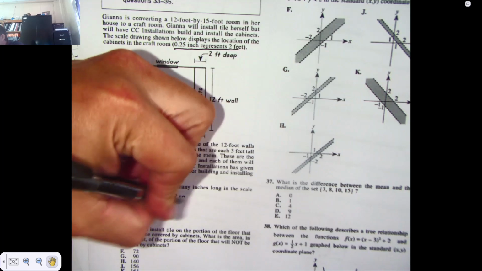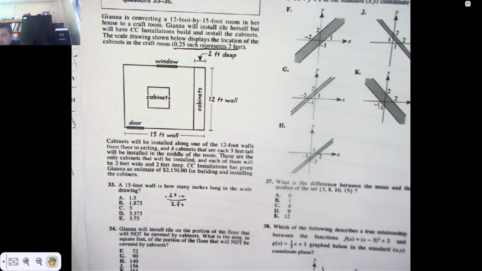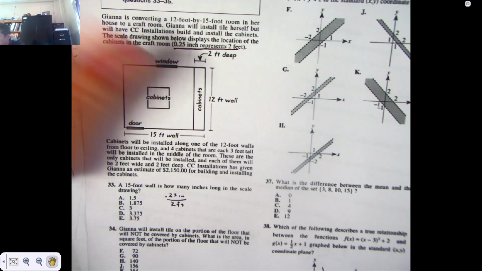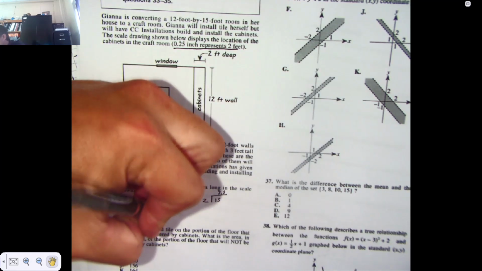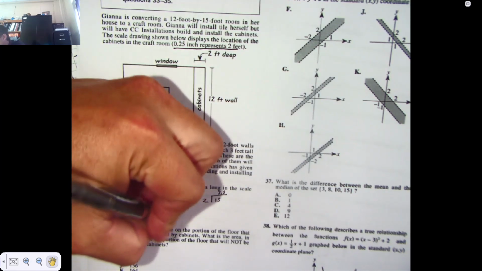All right, what do we got here? A 15-foot wall is how many inches long in the scale drawing? So they said that it was 0.25 inch per 2 feet. I've got to figure out how many times 2 enters 15. Obviously, you'll have a calculator, but it's 7.5. So I take 7.5 and I multiply it by 0.25.